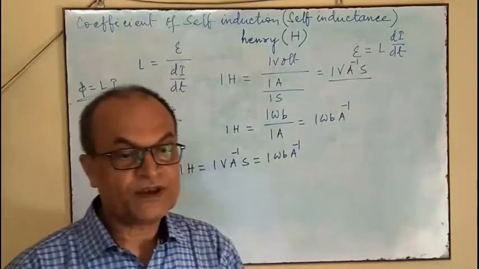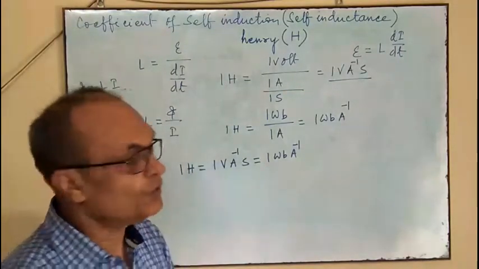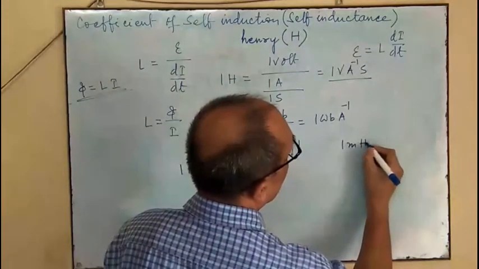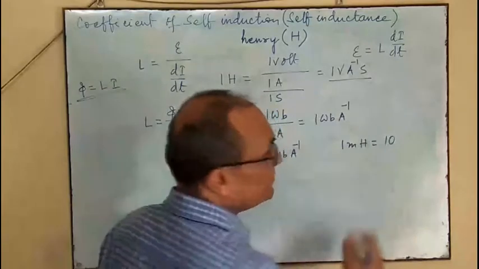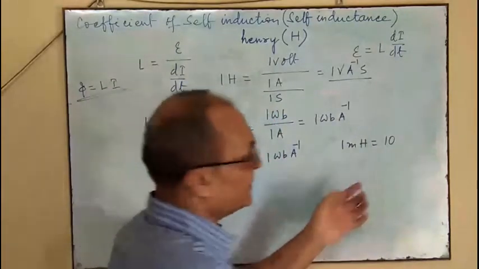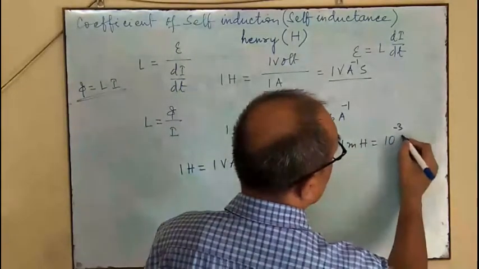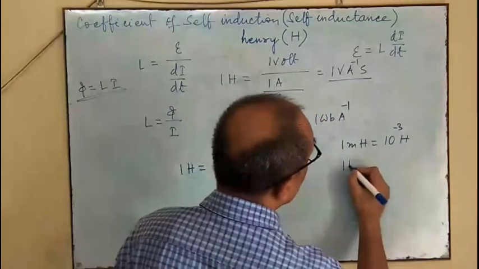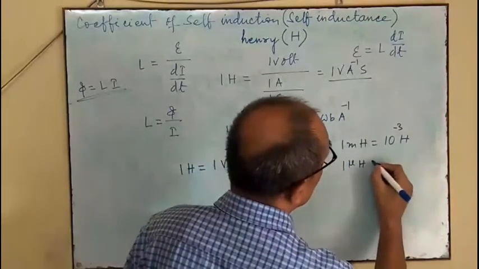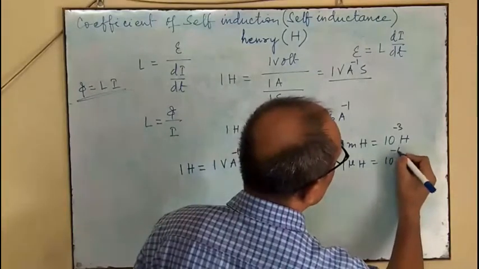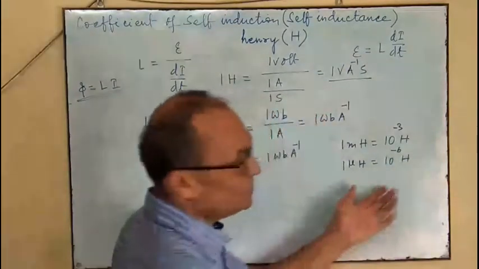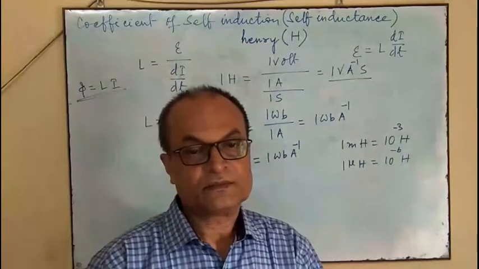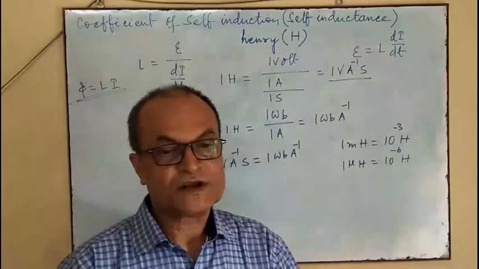So this is a very important thing. Another thing you know very well, 1 millihenry equals 10 to the power minus 3 Henry. We can say 1 microhenry equals 10 to the power minus 6 Henry. So you have to learn all of these for the calculations.